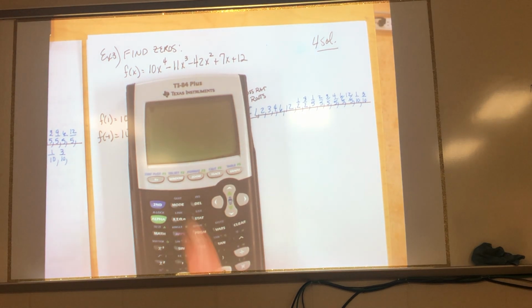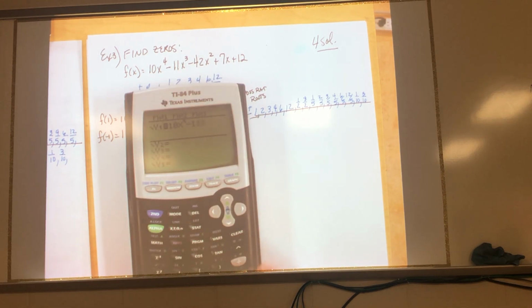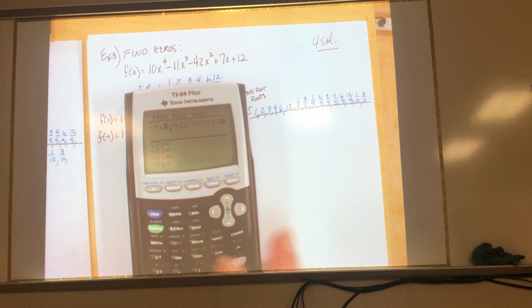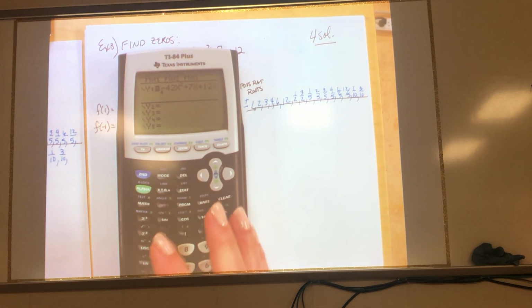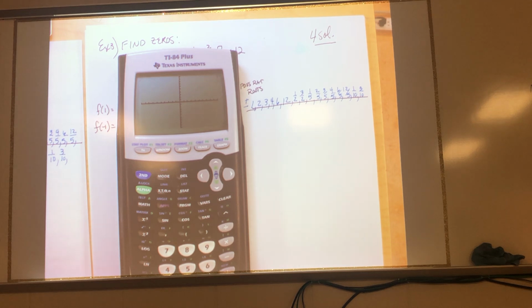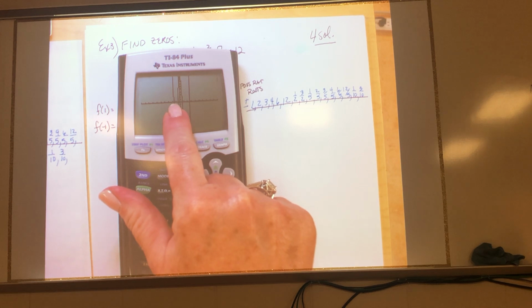I would go to my calculator. I would go to y equals. Somebody erase my equation out of here. Minus 11x raised to the third minus 42x squared plus 7x plus 12. What am I going to do with it? Yeah, people, I'm going to graph it. And I'm going to say, oh, looks like there's one at negative 1 1/2. You see it? Negative 1 1/2.